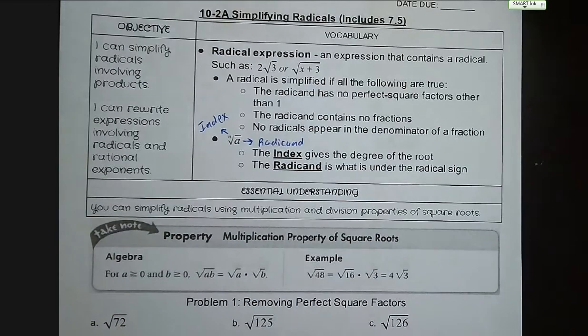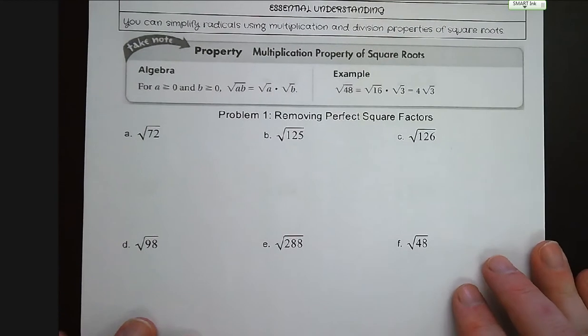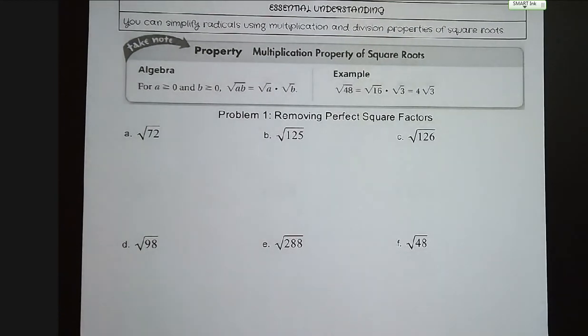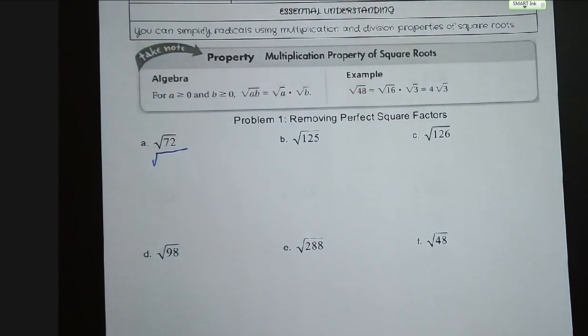Okay, and you can simplify radicals using multiplication and division properties of square roots. The multiplication property of a square root says that if you have the square root of a times b, that is equal to the square root of a times the square root of b. So we can split our radicals up into various pieces. So, to simplify the square root of 72, first of all, it's not a perfect square, so I know I just can't take the square root of it. It'll be some irrational number. But I can simplify it a little bit.